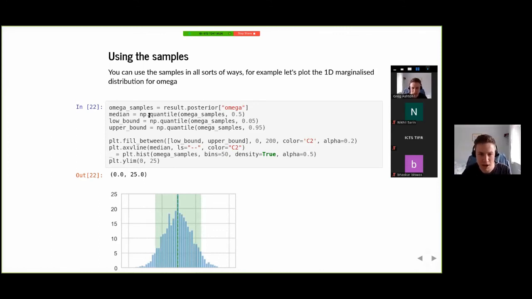So using the NumPy quantile method to calculate the 5% and 95% intervals, and also the median, and plotting this out. This recovers what we did earlier with the grid method, but using Bilby to do it. And as you hope you can see, it's a little bit easier as there's less coding up of likelihoods and things like that.